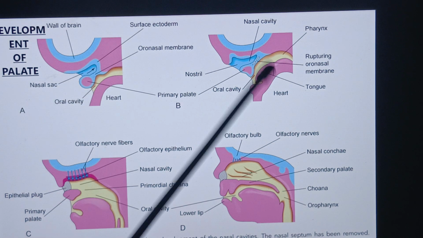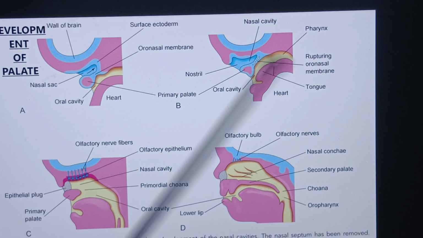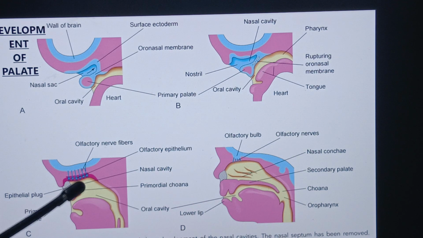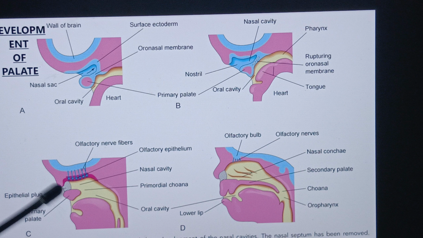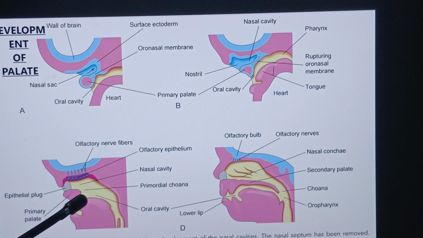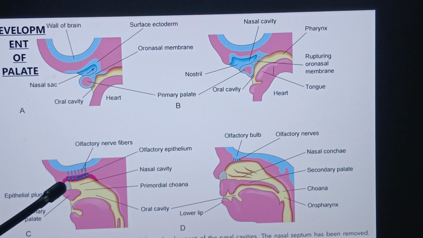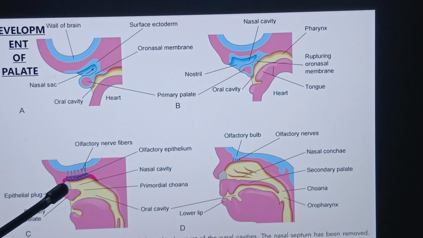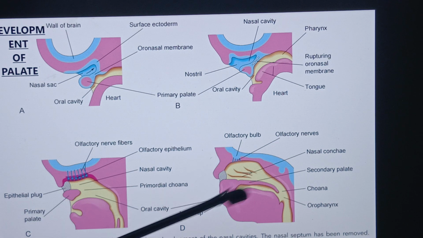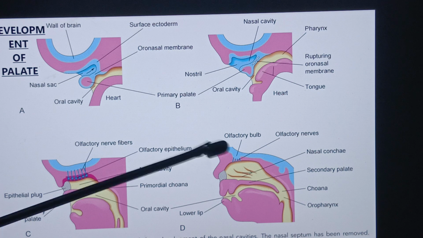Then there would be the rupturing of this oronasal membrane, creating a communication between the nasal and the oral cavity, and this is called the primordial choana. Initially there is an epithelial plug formed by the inside epithelial proliferation that later on disintegrates. Then we see that the primary palate is there.